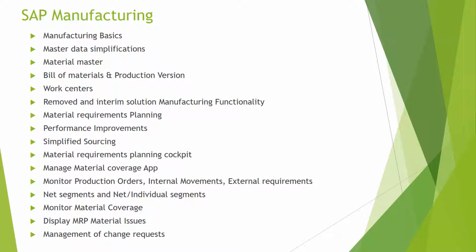So when you are discussing SAP manufacturing, we need to go through manufacturing basics, master data simplification, then material master, bill of materials and production versions, work centers, then removed and interim solution manufacturing functionality, material requirements planning, performance improvements, simplified sourcing, material requirements planning cockpit, the manage material coverage app and monitor production orders, internal movements, and external requirements, net segments and net or individual segments, monitor material coverage, display MRP material issues, management of change requests.